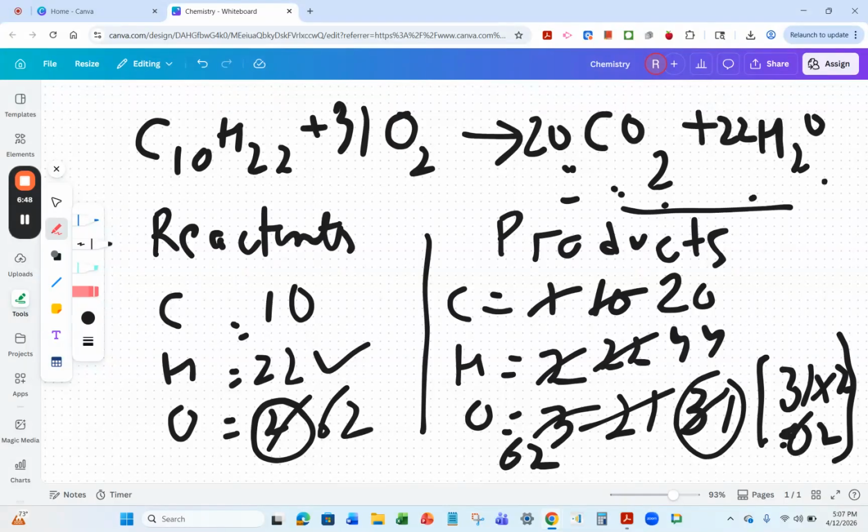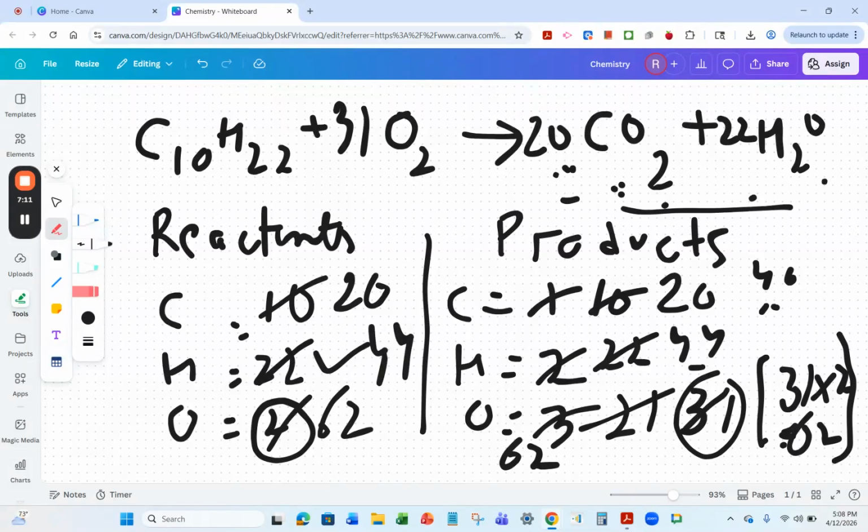Now let's add your oxygen. 20 times 2 is 40. 40 plus 22 is 62. Here we go. So our oxygen is balanced, but we change something else too. Now you have a carbon 20 on the right side, you have 10 on the left side, so you need to make it 20. Also, you have 44 hydrogen on the right side, you have half on the left side, you need to make it 44 too.